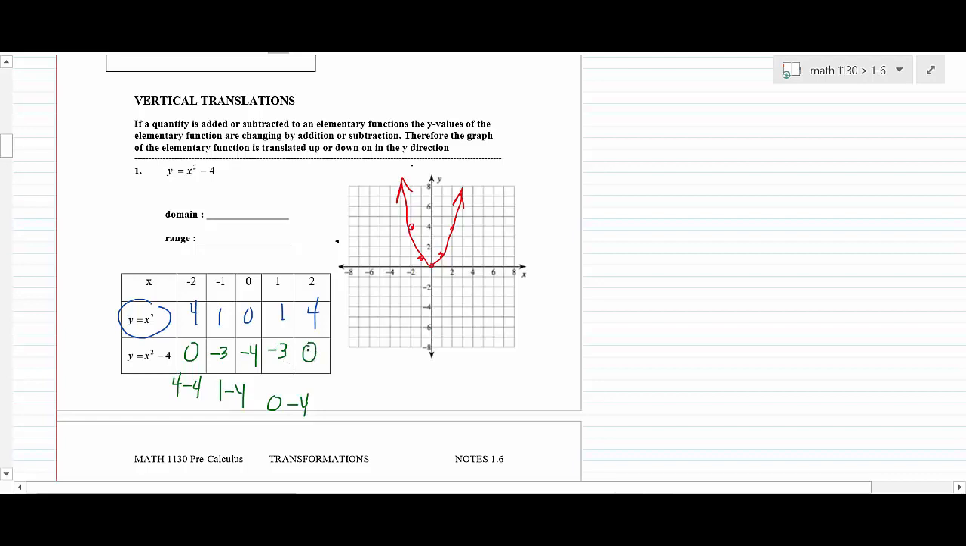Now, if you go through and plot this set of points, you're going to see how the transformation goes. So we would now have -2, 0 as a point. -1, -3 would be a point. 0, -4 would be a point, and so forth. If you get those points plotted, then your graph is going to look like that. So what happened? It shifted down 4. We call that a vertical translation. It just means that -4 caused everything in that elementary function to go down 4. Does that make sense?